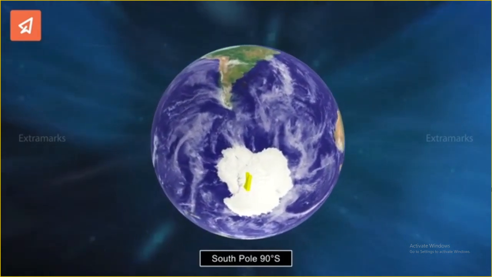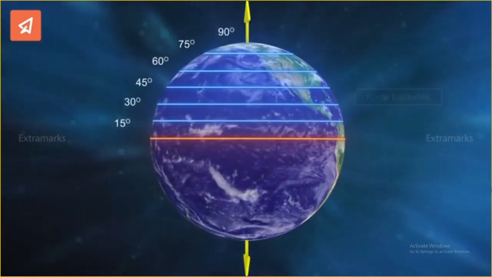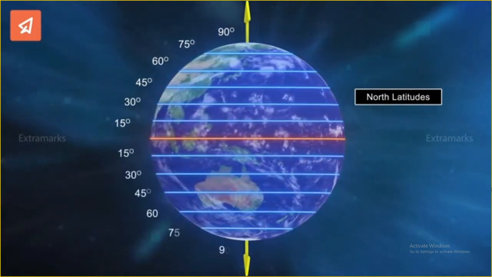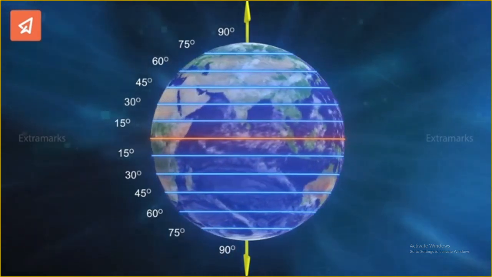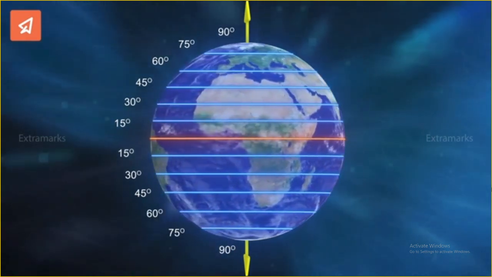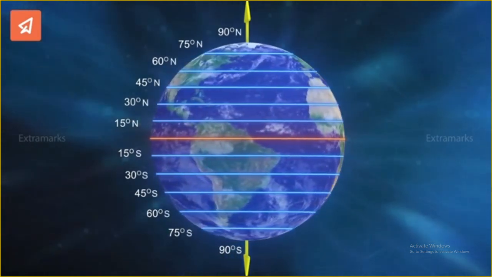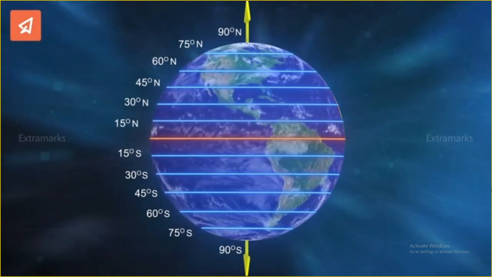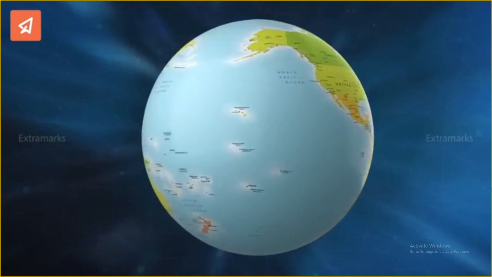As a result, all parallels extending north of the equator are known as north latitudes. All parallels south of the equator are known as south latitudes. Thus, the value of each latitude is accompanied by either the word north or south. The letter N or S is usually used to signify this. These parallels of latitudes also act as reference points for determining locations. Let us look at an example to understand this well.